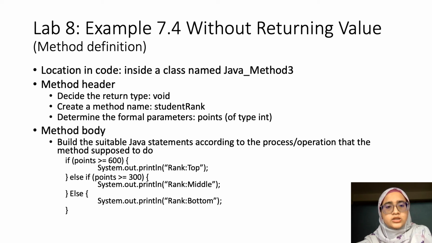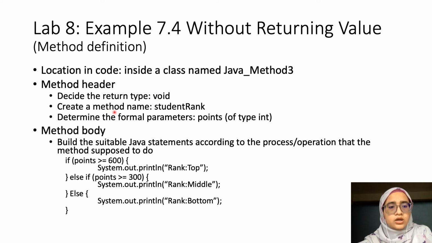Okay, now we look into the second example, which is example 7.8. This particular Java code, it does not contain returning value. Okay, without returning value. So, kalau kita nak build code kita without returning value, apa yang kita kena fokus? Kita kena fokus kepada inside location of the code. Okay, of course it is inside a class named Java method 3, and then method header. Okay, decide the return type. Okay, because it does not return a value, the return type will be void.